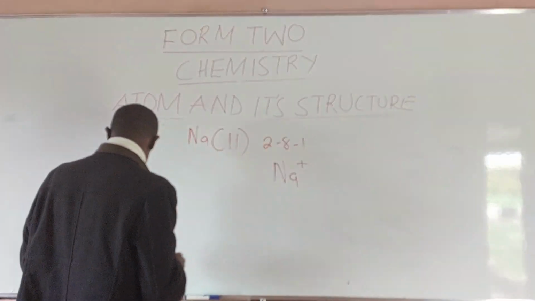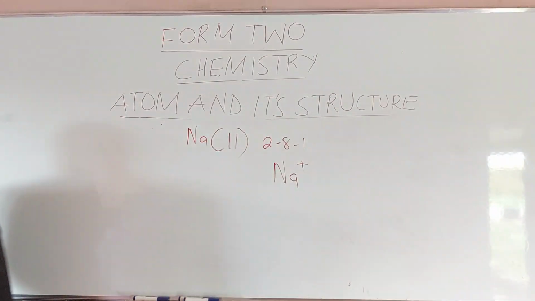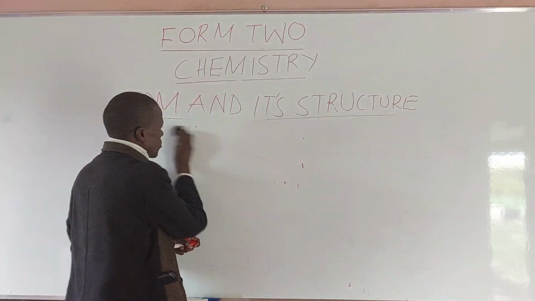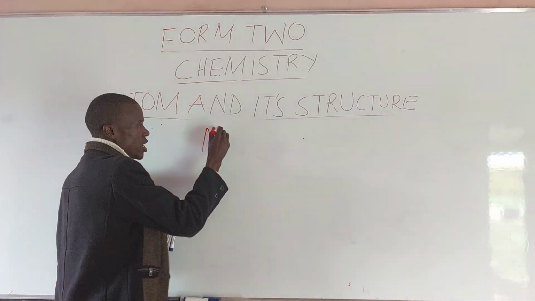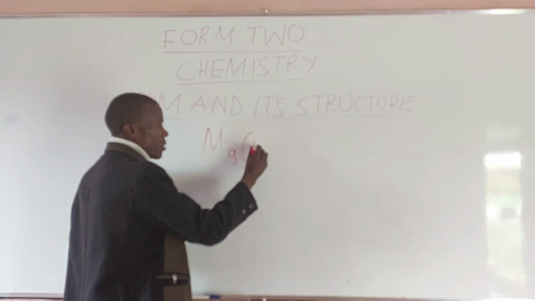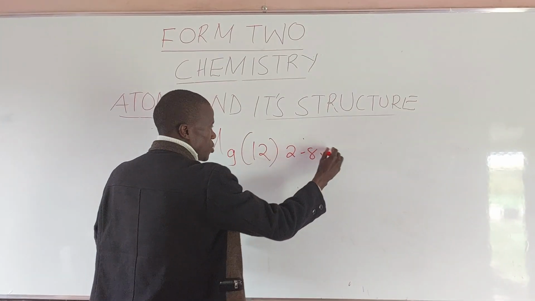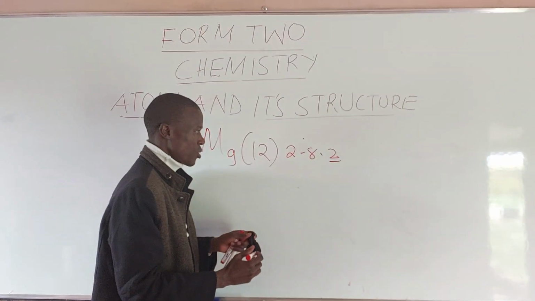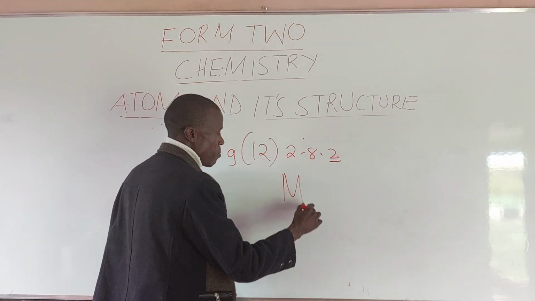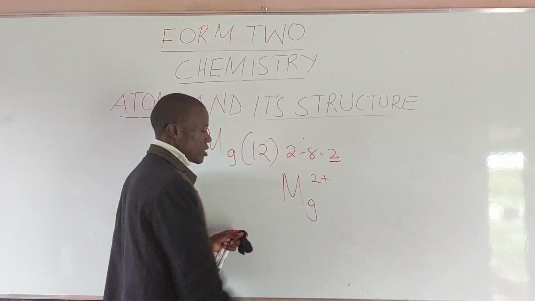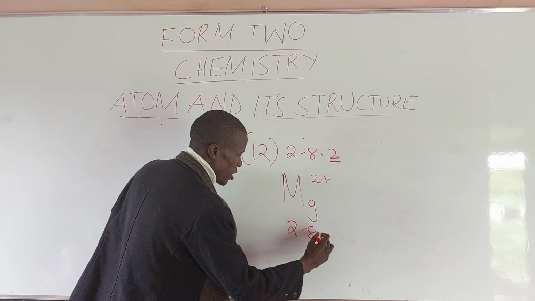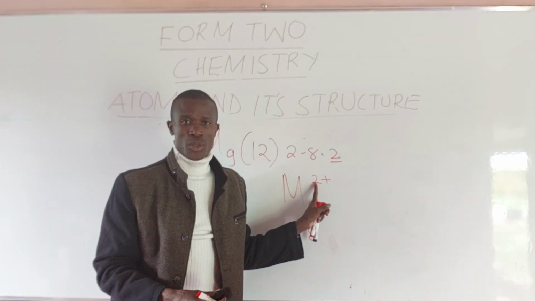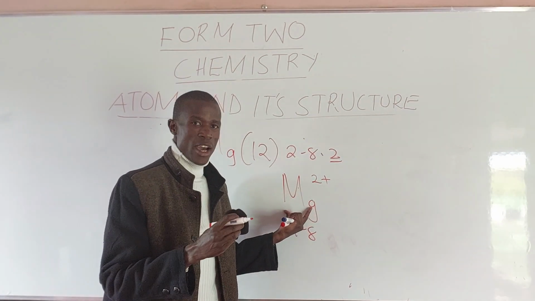Let's look at another element altogether. We have magnesium atom, atomic number 12, 2:8:2 is its configuration. It forms ion by losing two outermost electrons, and therefore it becomes magnesium ion with configuration of 2:8. The 2 plus that you are seeing here is the charge of the ion.